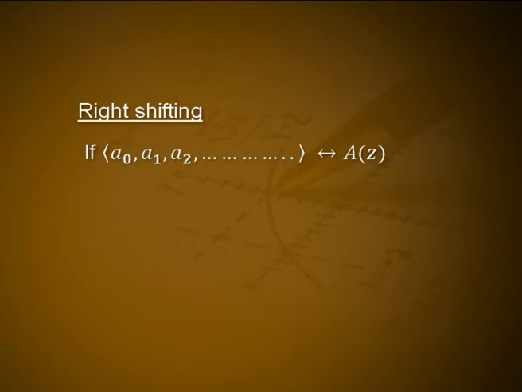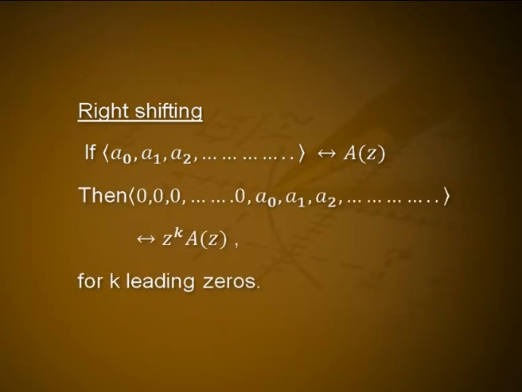Right shifting. If the sequence A0, A1, A2, etc., has the generating function A of z, then the sequence 0, 0, 0, etc., 0, A0, A1, A2, etc., has the generating function z raised to k into A of z for k leading zeros.